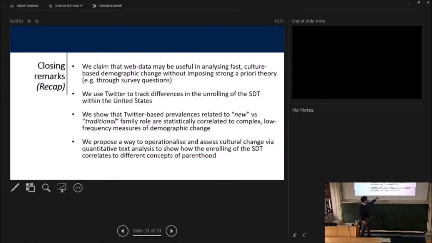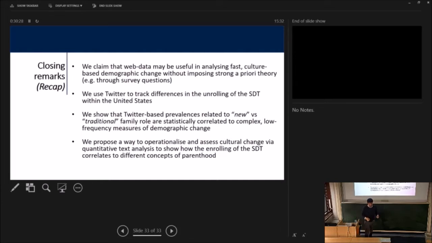And they correlate in a satisfactory way. And we didn't even go into adjusting or weighting, it's a simple bivariate correlation. And then finally we propose a way to operationalize and assess cultural change via quantitative text analysis of the bios and of the cultural correlates that we observe emerging from different second demographic transition regimes, and we show that the rolling out of the second demographic transition correlates to different concepts of parenthood.